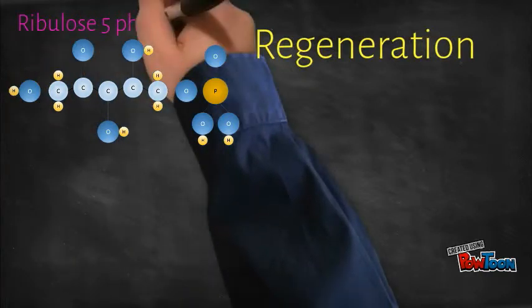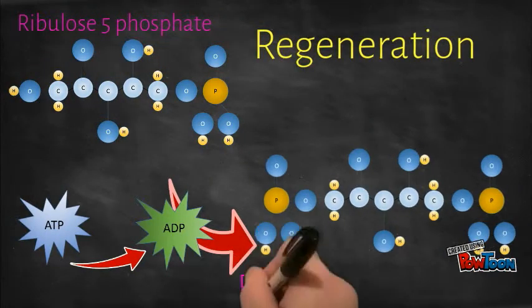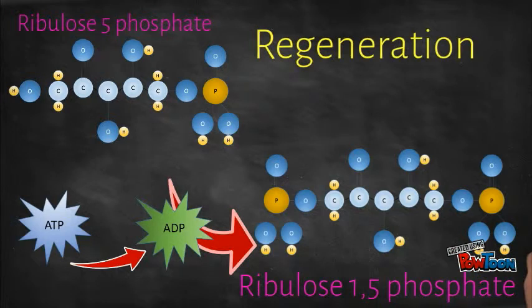During this, ribulose 5-phosphate is oxidized to ribulose 1,5-bisphosphate by using ATP produced in the light reaction.